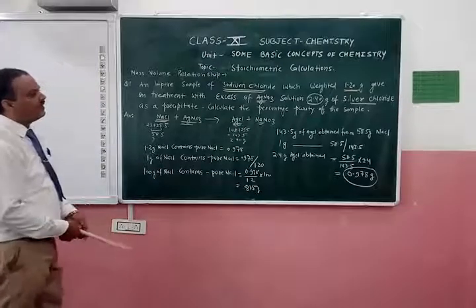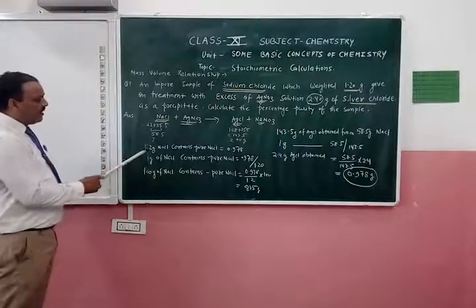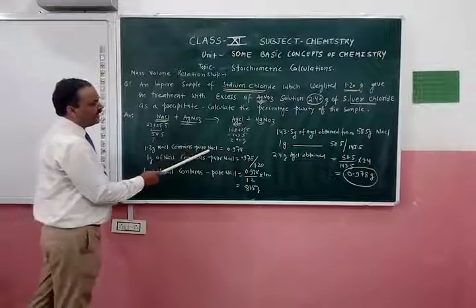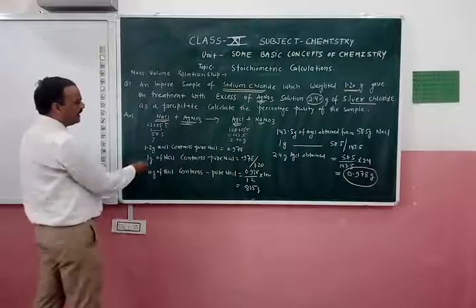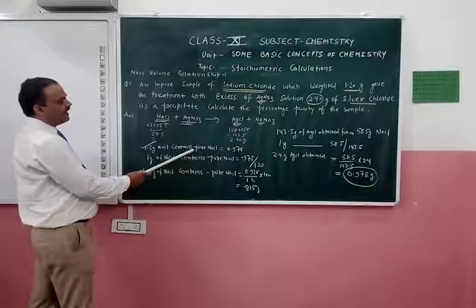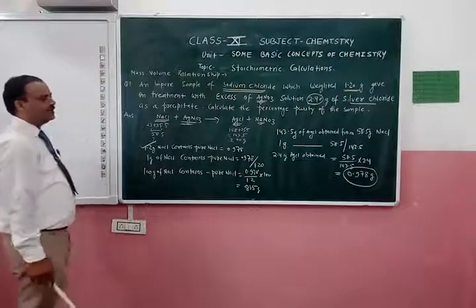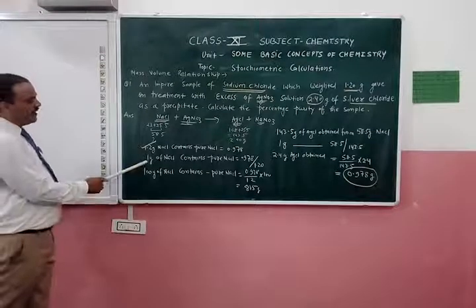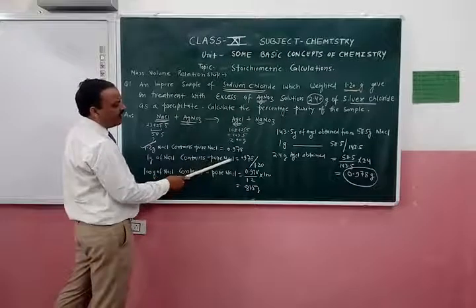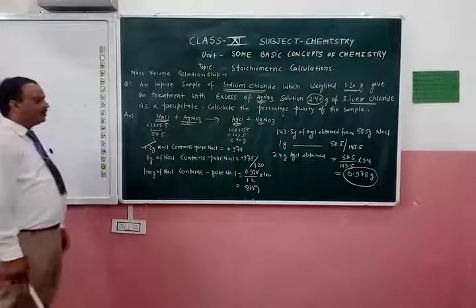Now we have to find out the percentage purity. How do we find out the percentage purity? 1.2 gram of NaCl contains the pure NaCl. It means if we have 1.2 gram of NaCl, it contains the pure quantity 0.978. If we have 1 gram of NaCl, it contains the purity level 0.978 divided by 1.2 gram.